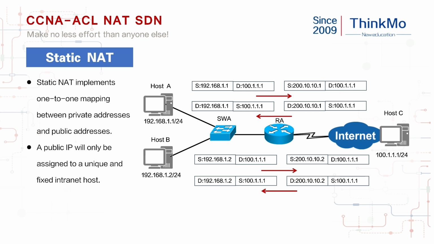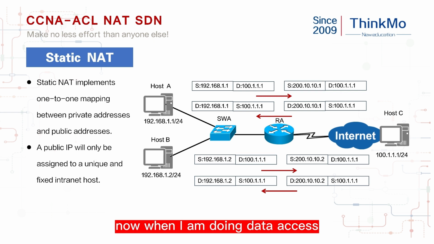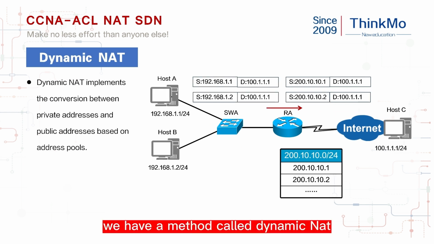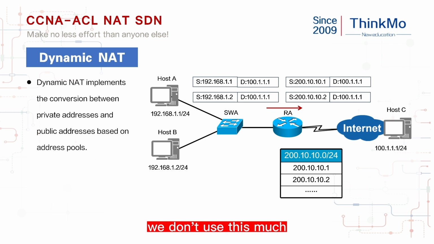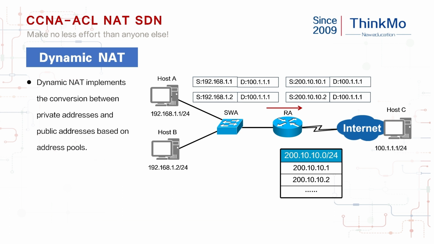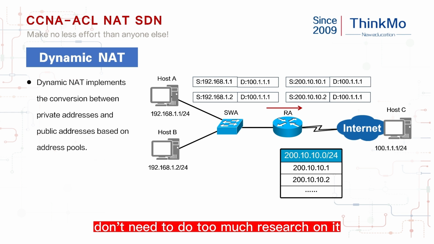For example, when I am doing data access, if I want to use this address, I will take it and use it. If I do not use this address, I'll return it for someone else to use. It's okay too. We have a method called dynamic NAT. But whether static or dynamic, we don't use this much. So let's take a brief look at its configuration. Don't need to do too much research on it. We don't use it in real life.